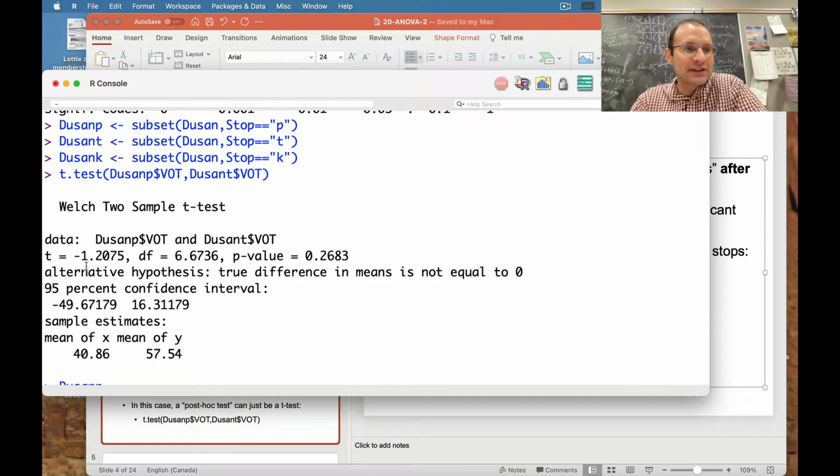But yeah, this is a t-test, and so you can interpret the results as we normally do. Looking at this, we see we have a p-value of 0.2683, which means that we accept the null hypothesis. In this case, the t-value is not big enough to reject it. So that means that the mean value of P VOT is 40.86. And we're going to say that's not significantly different from the mean value of T VOT, which is 57.54. So nothing's going on there.